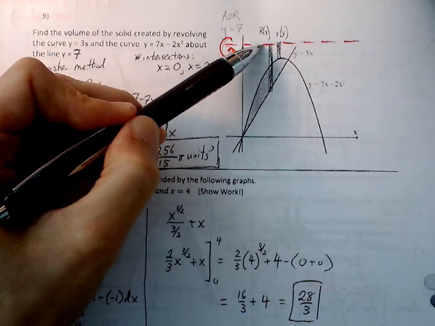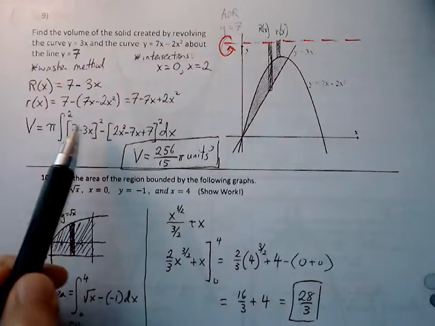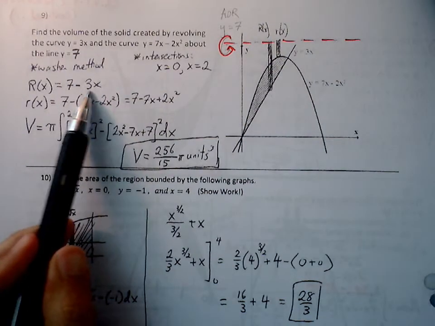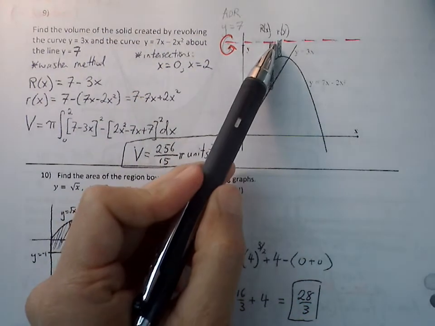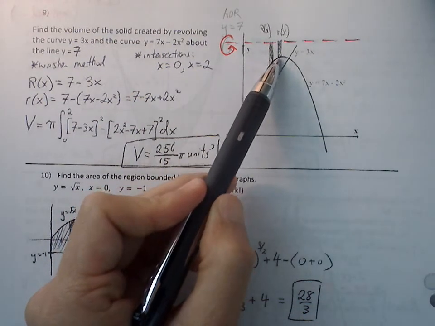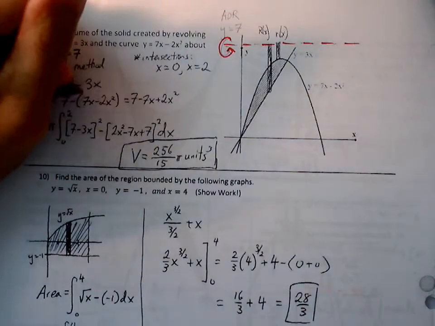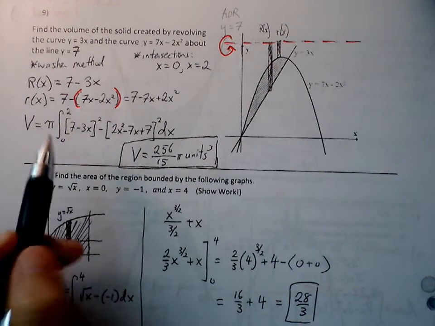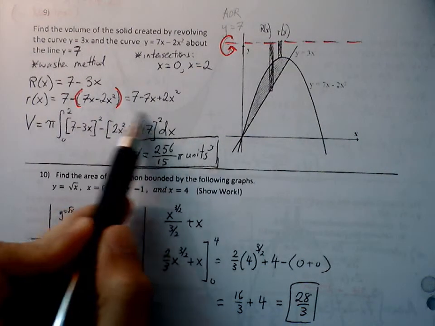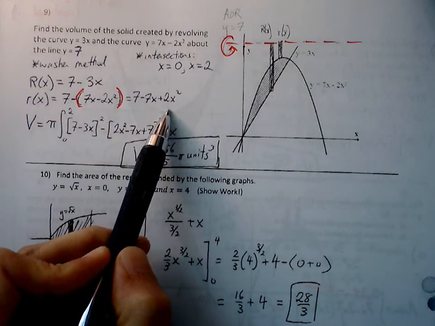Top is sitting at the 7, bottom is sitting at the 3x for the big radius, so 7 minus 3x, big top minus bottom. For little radius, top minus bottom, the top is sitting at the 7, the bottom is sitting on the curve, and the curve is the 7x minus 2x squared. Again, careful that you leave a set of parentheses so that we don't forget to distribute the negative through. So now we have 7 minus 7x plus 2x squared being little radius.